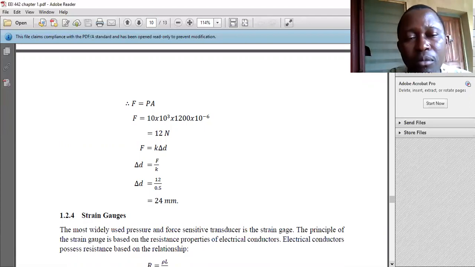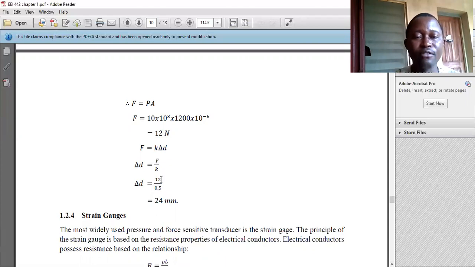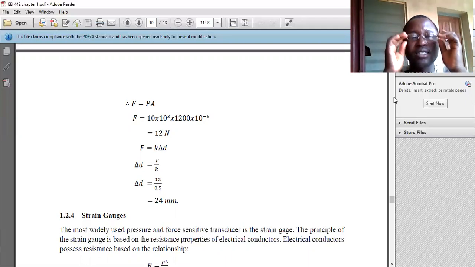In the previous formula that we encountered, we said F is equal to K delta D, and we are told to determine the spring displacement, which is delta D. So therefore, delta D equals F divided by K. Delta D, as you can see on the screen, equals F divided by K. That is 12 Newton divided by 0.5. We are told that the spring constant is 0.5 Newton per millimeter. So we have 12 divided by 0.5, that is 24 millimeter. So you can see that this is straightforward.